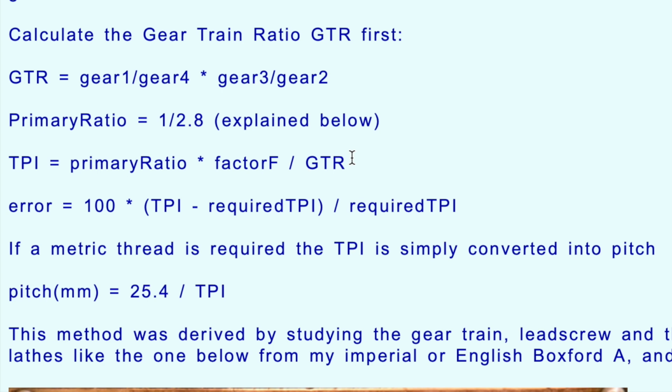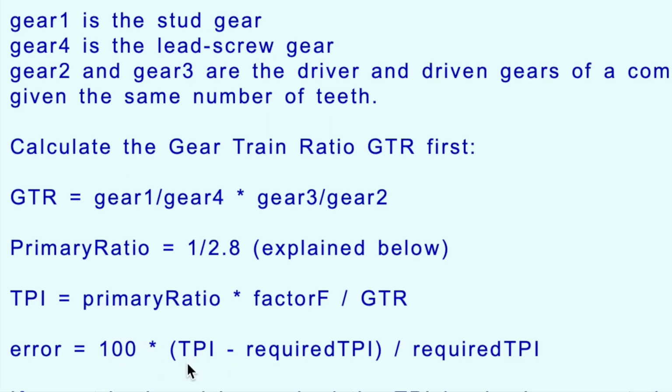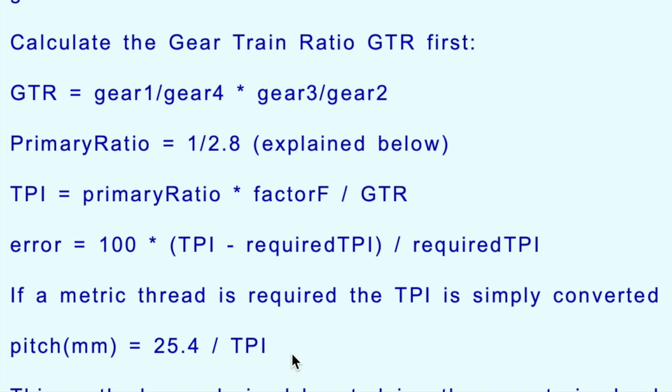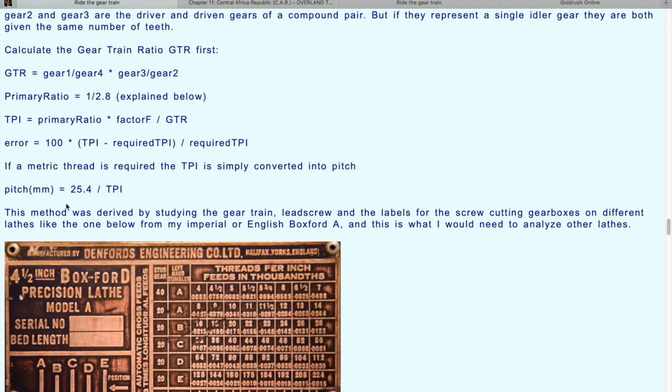So that gives you the threads per inch, and you can then calculate the error by comparing the threads per inch that you just calculated with what you require. So the user is saying, okay, I want 24 threads per inch, and you got 23.9, then you can calculate the percentage error. And if you need a metric equivalent, you can take the pitch: 25.4 divided by threads per inch gives you metric. Interestingly, the pitch is inversely related to threads per inch. In other words, the threads per inch is on the bottom line and the pitch is on the top line over here.